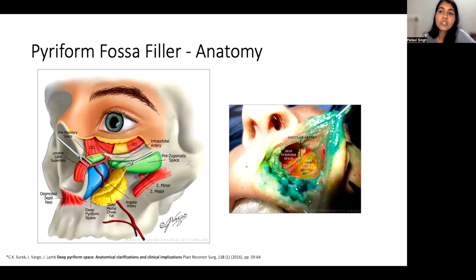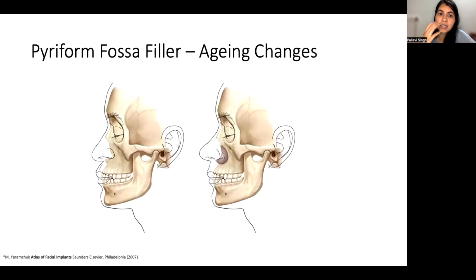And the vascular structure that we need to be cognizant about in this area is the angular artery, which runs in the roof of the space. So what happens with age is the maxillary bone gets resorbed, as you can see here, and the nose kind of tends to go back, leads to elongation of the philtrum, and the lips also tend to sort of evert out. Not a very good look.